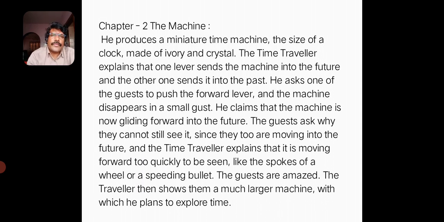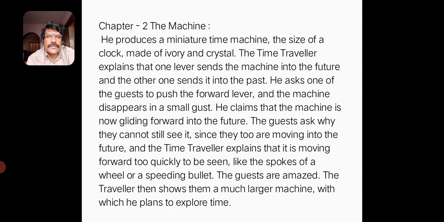Chapter 2, The Machine. He produces a miniature time machine the size of a wall clock, made of ivory and crystal. The Time Traveler explains that one lever sends the machine into the future and the other sends it into the past. He asks one of the guests to push the forward lever and the machine disappears in a small gust. He claims that the time machine is now gliding forward into the future.